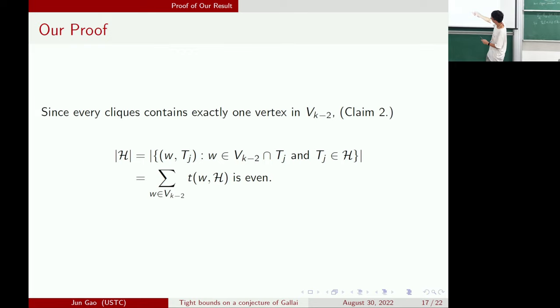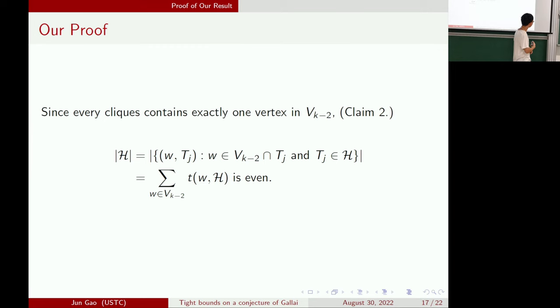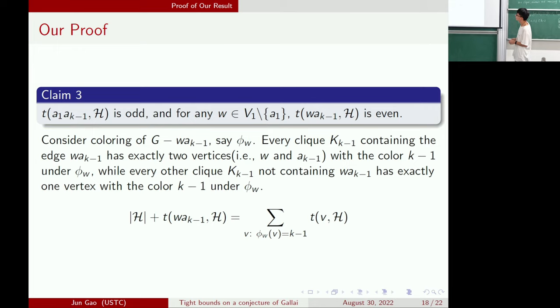So this is a simple double counting. So we know the size of H is even. And now we will see claim 3. So we want to prove the number of the cliques that contain A1 and A_{k-1} is odd, and the number of the cliques that contain W and A_{k-1} is even for W with color 1 not equal to A1.